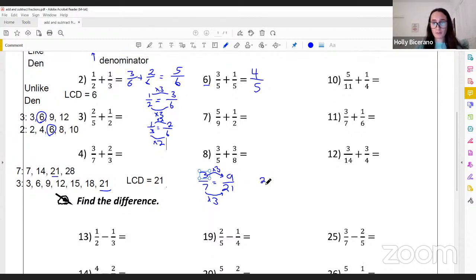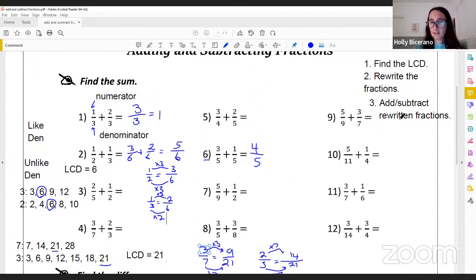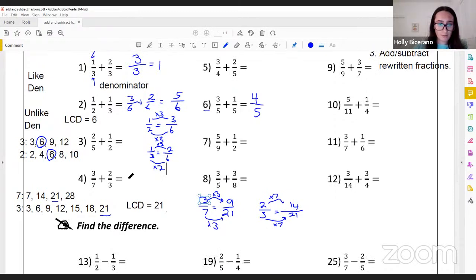Okay, let's rewrite 2/3 as well. What do we multiply the 3 by to get 21? We multiply it by 7. So we would also multiply the 2 by 7, which is 14. So now our last step is to add the rewritten fractions. So we have 9 over 21 plus 14 over 21. Good so far. And then that equals 23 over 21.